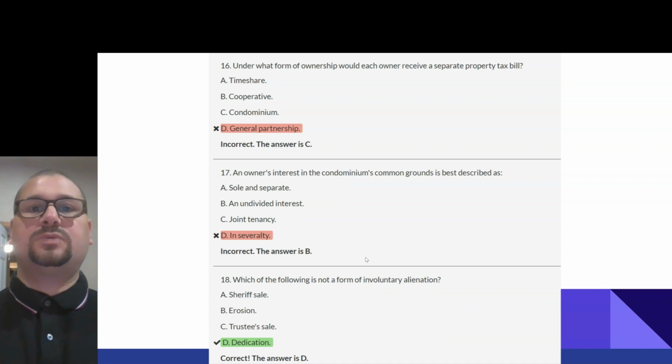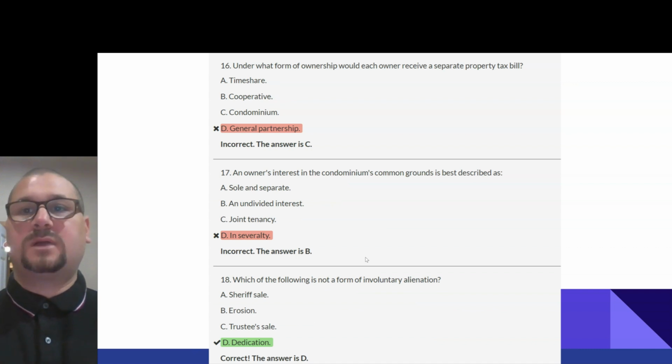Under what form of ownership would each owner receive a separate property tax bill?